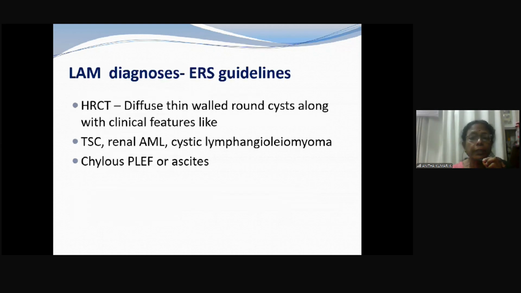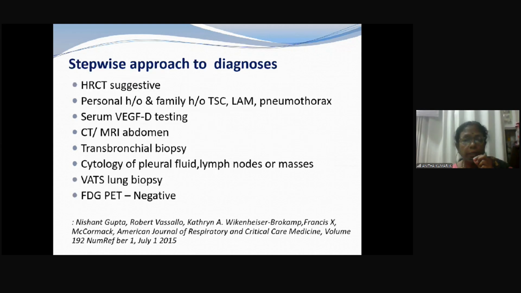According to the ERS guidelines, diagnosis of LAM can be made with certainty. You have the HRCT showing the typical cysts, and you have other features like tuberous sclerosis, renal angiomyolipoma, cystic lymphangioleiomyoma, or chylous pleural effusion or ascites.